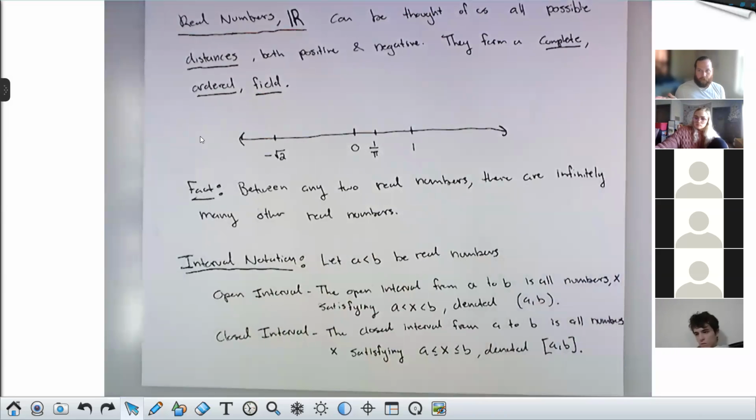So the big difference between the open interval and the closed interval is that the closed interval contains its endpoints, right? The closed interval, because it has these less than or equal to, contains both of the numbers A and B. Whereas the open interval has all the same stuff, except it doesn't contain the endpoints A and B.